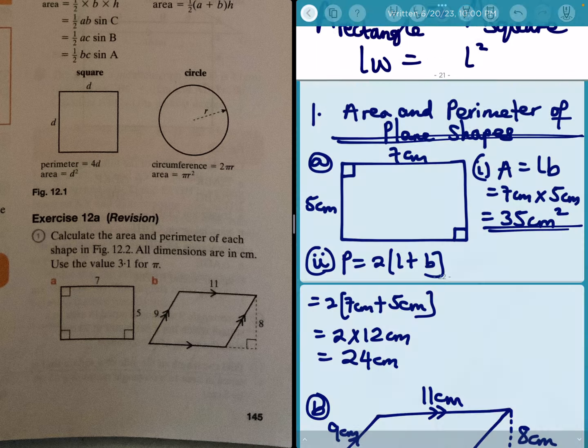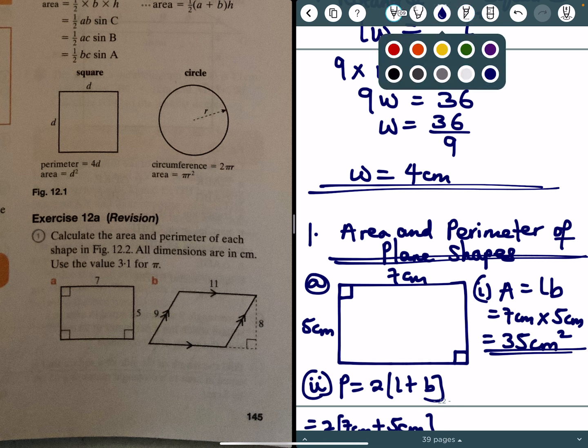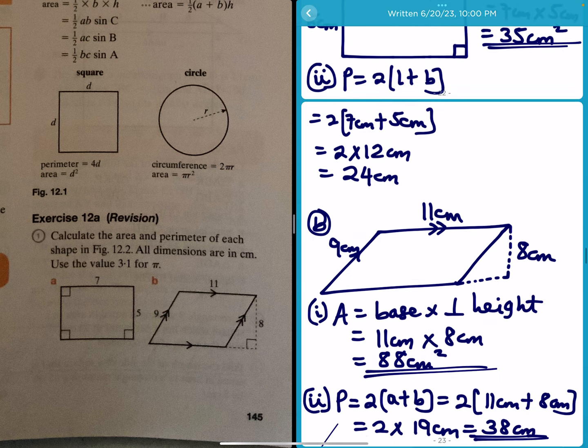The perimeter of the shape is 2 open bracket L plus B. We actually got that from length plus breadth plus length plus breadth. So 2 length plus 2 breadth factorized to give 2 open bracket L plus B. So that will give us the perimeter of the shape.